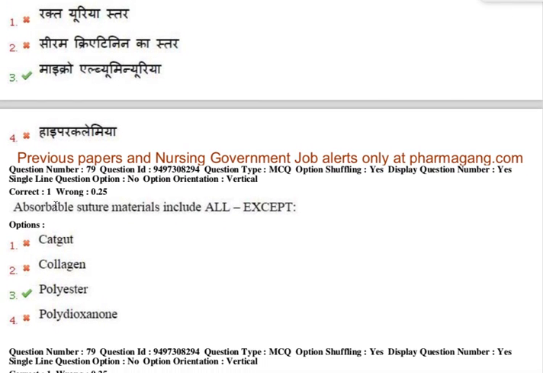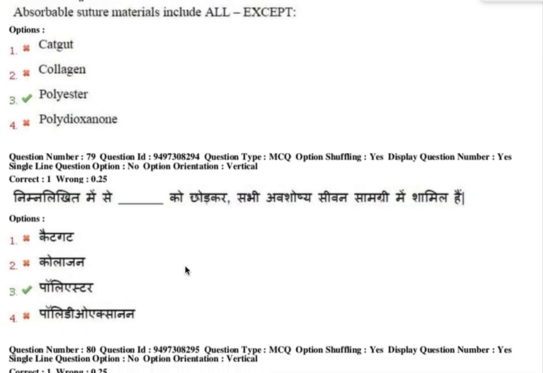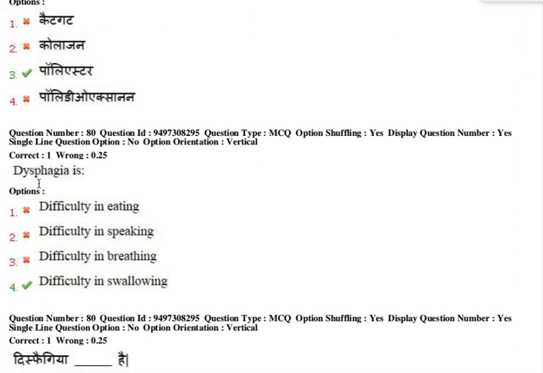Next question, question number 79. Absorbable suture material includes all except... Correct answer is third, polyester. Polyester is not an absorbable suture material. Next question, dysphagia is... Correct answer is fourth, difficulty in swallowing.